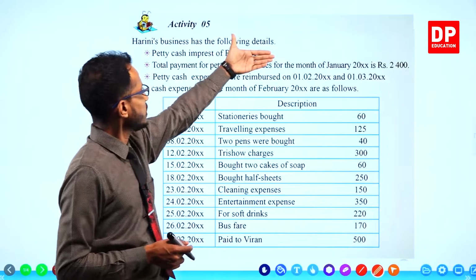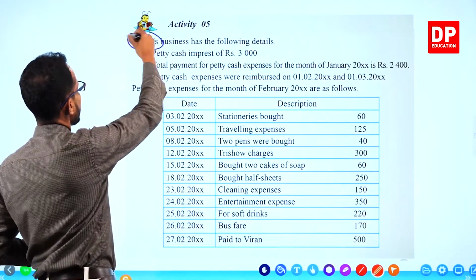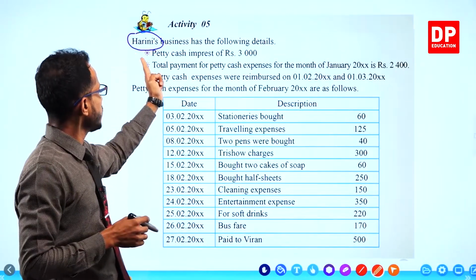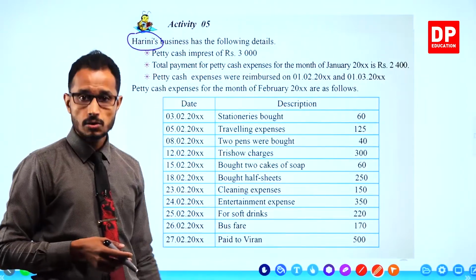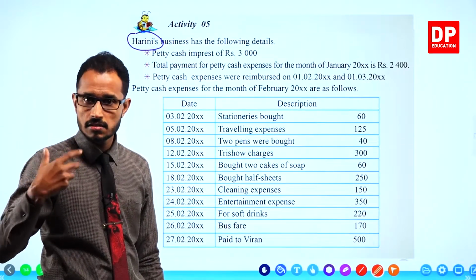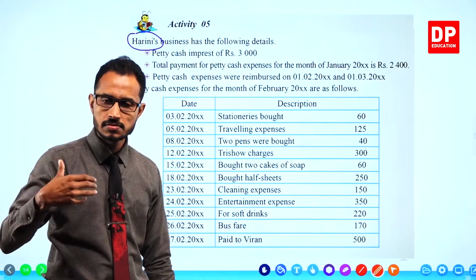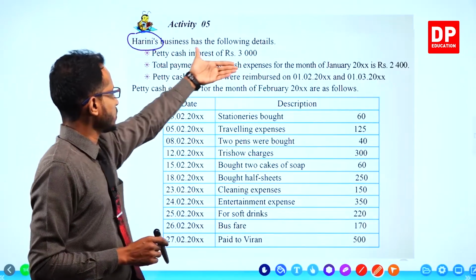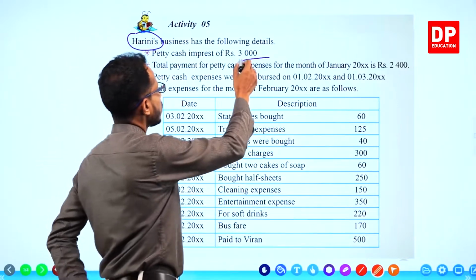Harini's business has the following details. So this girl is Harini, her business, and she has been maintaining a petty cash imprest of 3,000. Remember, Harini is not the petty cashier. Petty cashier is us. When we do accounting questions, we consider us as accountants or bookkeepers. In this case, petty cash imprest is 3,000.